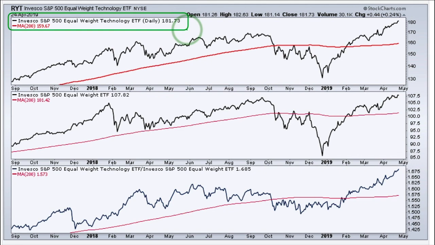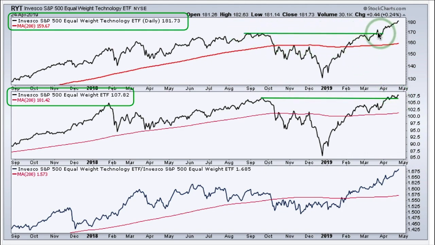But technology is a purer play, especially if you get into mid cap and small cap technology. If you look at this, it's the equal weight index from the S&P 500. You can see that it did hit a new high. And we can see that the equal weight technology sector hit a new high there in March.